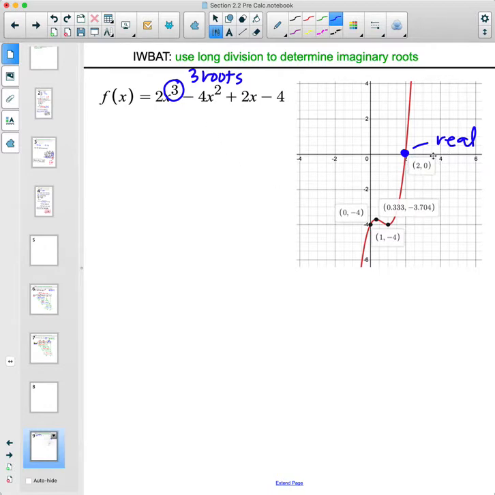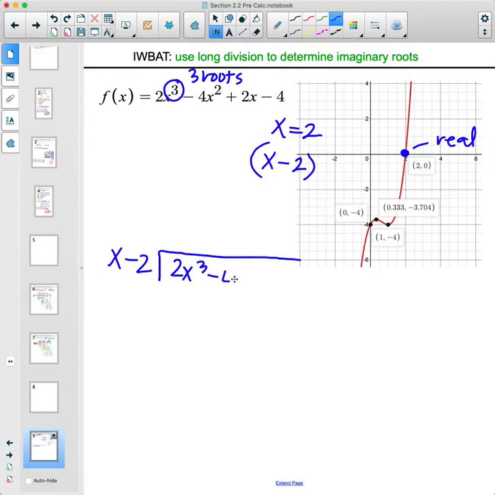So what we're going to do is take this real root and divide it into this polynomial. Remember, if the root is 2, then the factor that goes with that is x minus 2. So we're going to divide this polynomial by x minus 2, which will help us get down to a quadratic equation, which we know how to do with the quadratic formula or by factoring, to find the rest of the roots. When they're imaginary, you'll have to do the quadratic formula for the most part. So let's divide this in using long division.